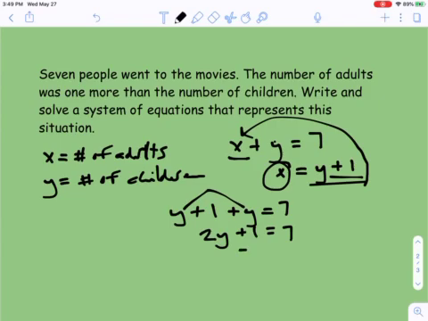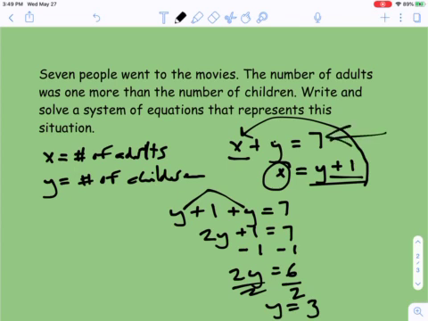You want to get the 2y by itself, so let's subtract 1 from each. And then you get 2y equals 6. And therefore, y equals 3 because we'll divide both sides by 2. So if I have 3 children, that means I must have 4 adults because 7 total people went, right? So I'm going to have 3 children and 4 adults. And we're good to go.